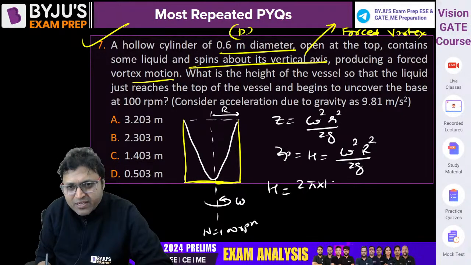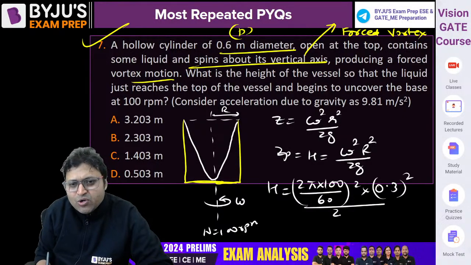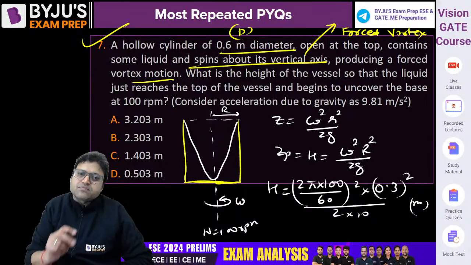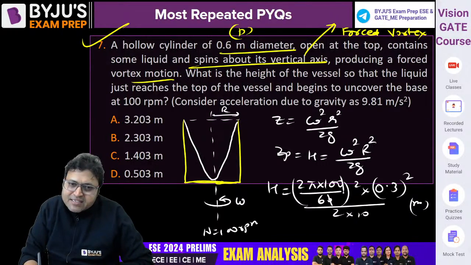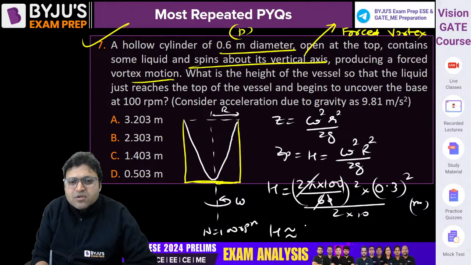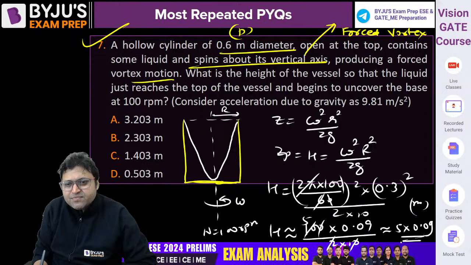A little bit of calculation will be required. Square into R square, 0.3 square upon 2 into 10 meter. So it will be something like this. This will get cancelled out. So H will be equal to 100 into 0.09 upon 2 into 10. This will become 5. So it is around 5 into 0.09.